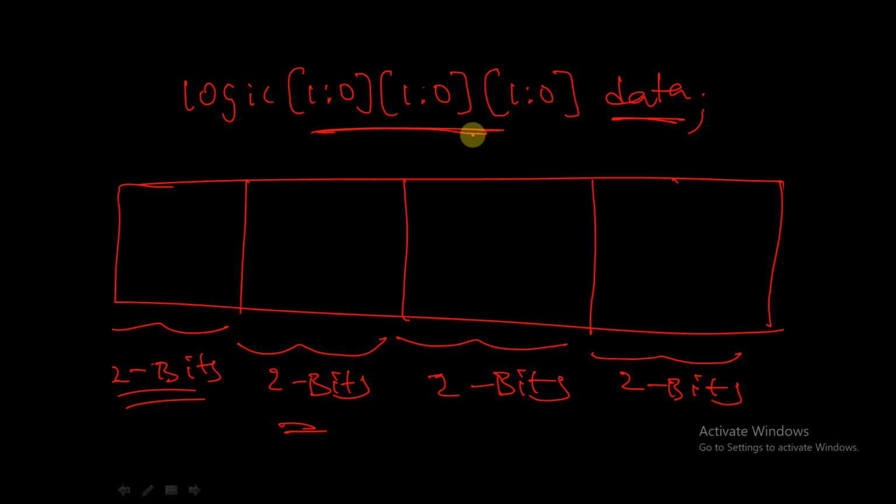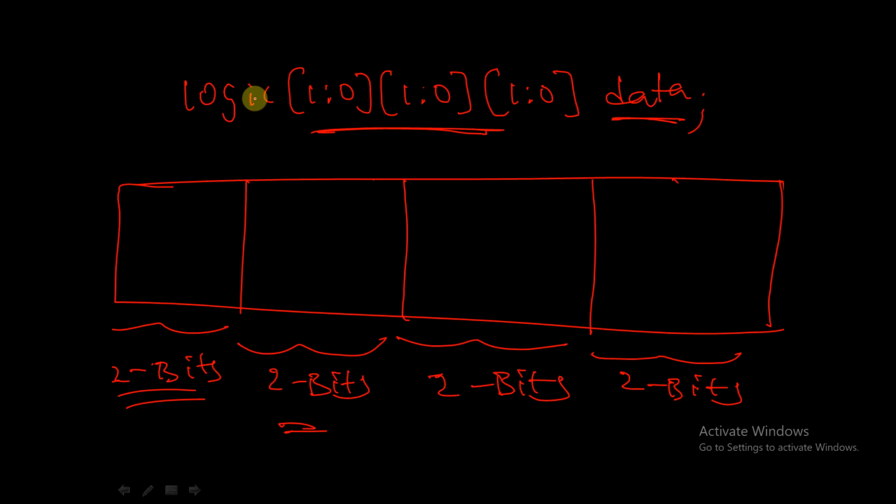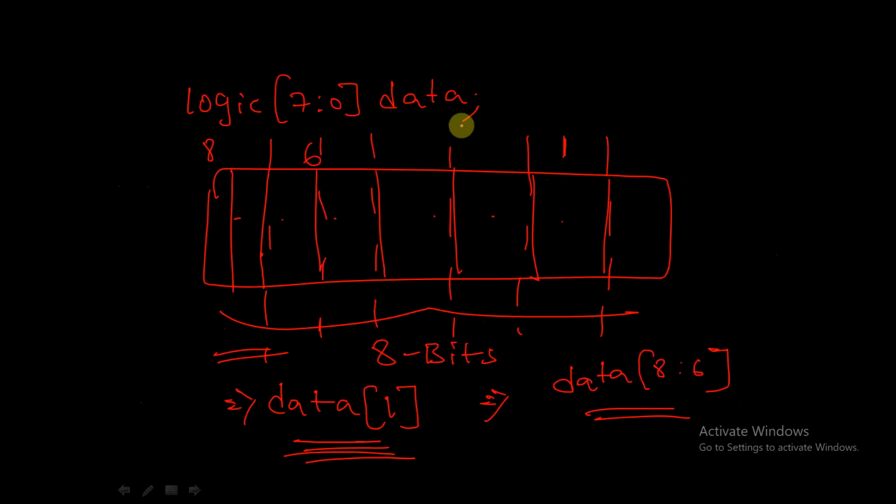So how to recognize whether it is a packed array or unpacked array? You can simply refer to the size or the dimensions, where it is declared, whether it is declared after the identifier name or before the identifier name. By that you can identify whether it is a packed array or unpacked array.